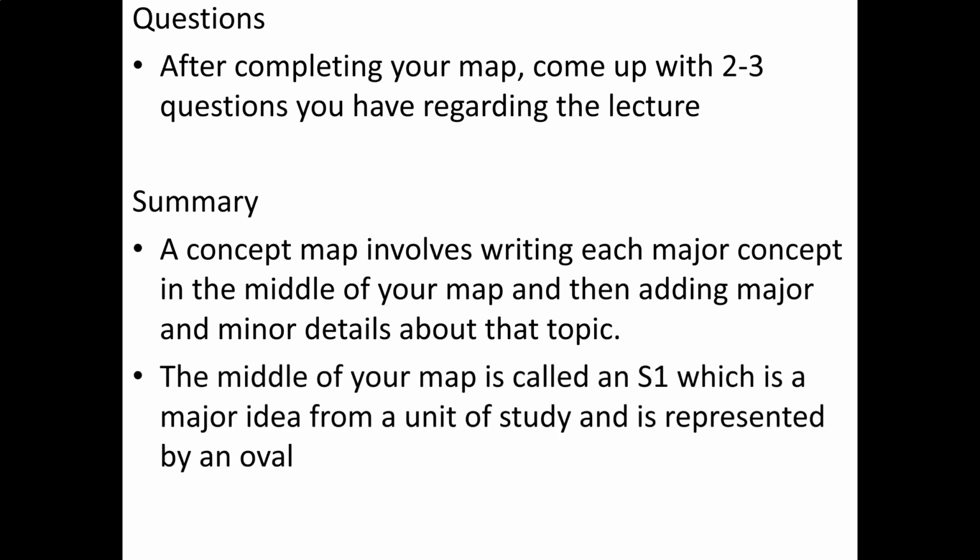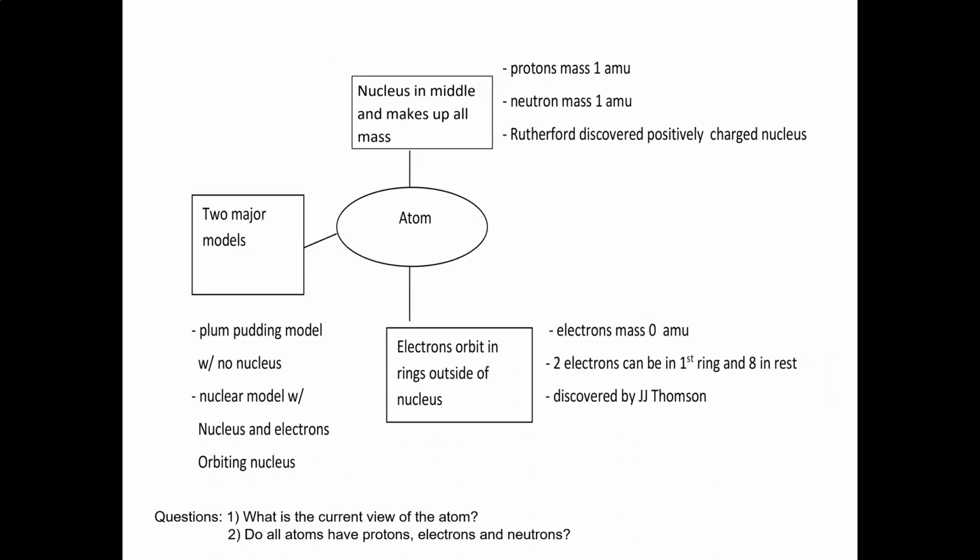So the minimum map is called an S1, which is the major idea from a unit of study. And your S2s and S3s are basically details and minor details from that. So let's take a look at an example of one. All right, atom was the S1, so that's the major topic. So what do we know about atom?